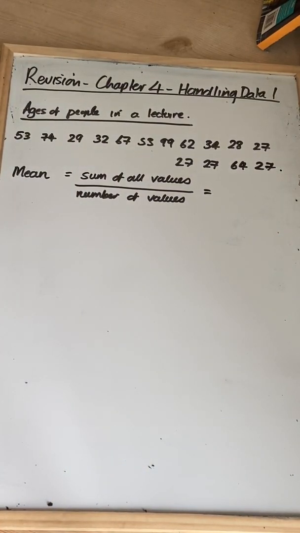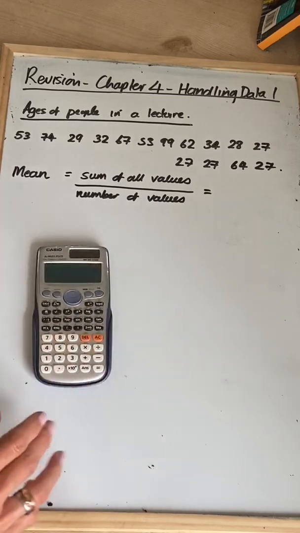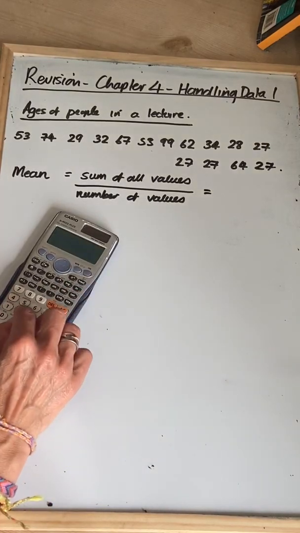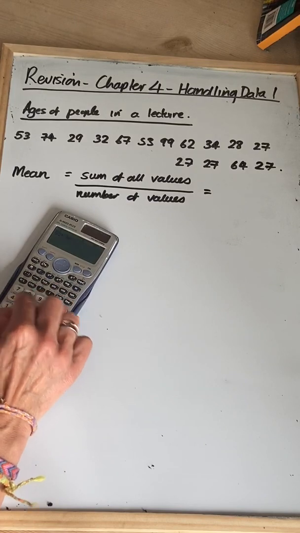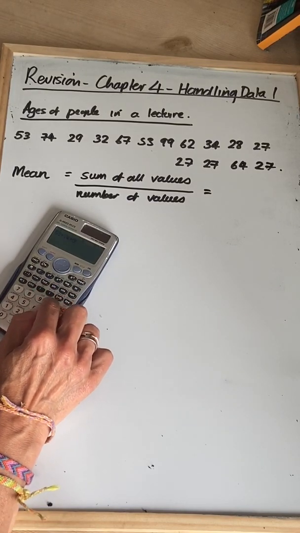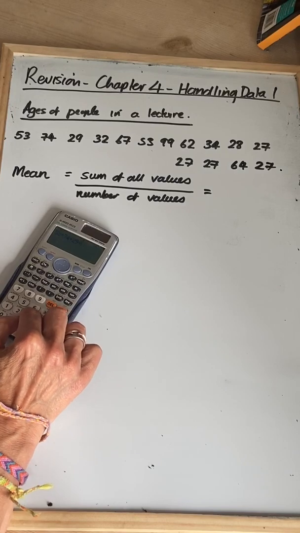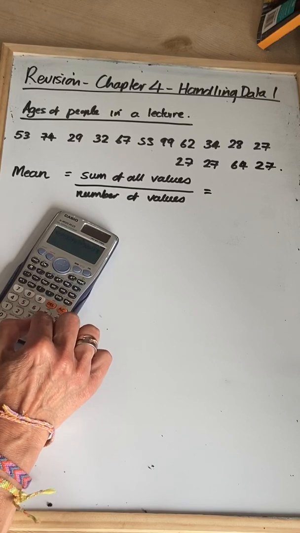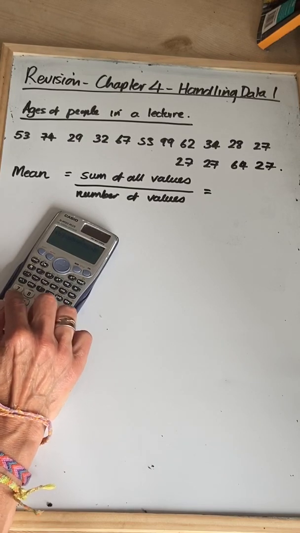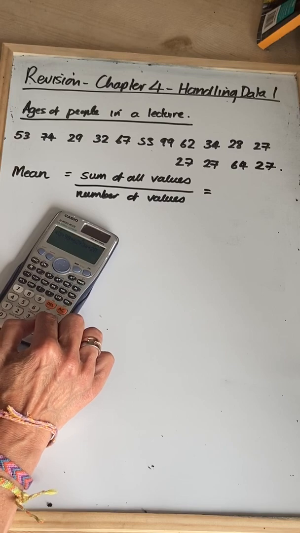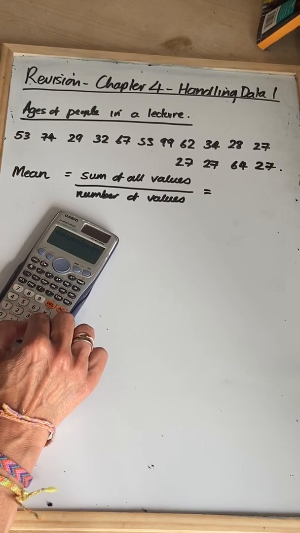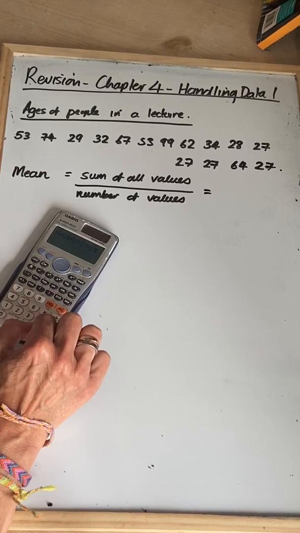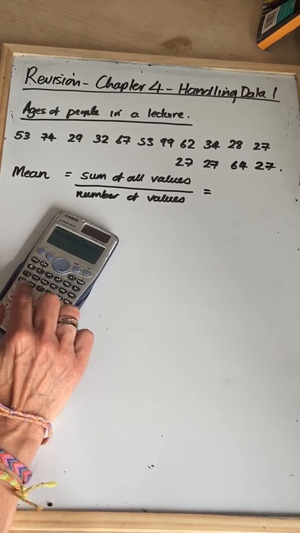And I'm just looking around on my desk for my calculator, which I seem to have mislaid. So I'm just going to get my spare. So I'm going to add up all of these values. Okay, hopefully I'll do it correctly. So the values that I've got are 53, 74, 29, 32, 67, 53, 99, 62, 34, 28, 27, 27, 27, 64, and 27.